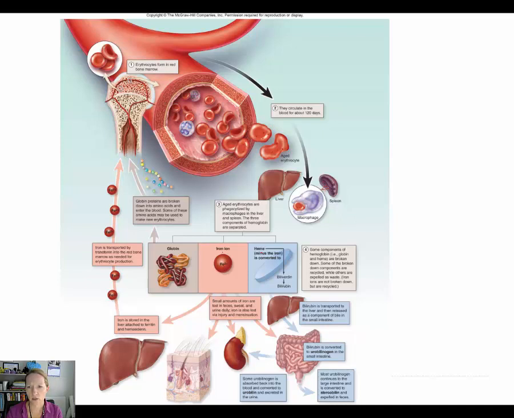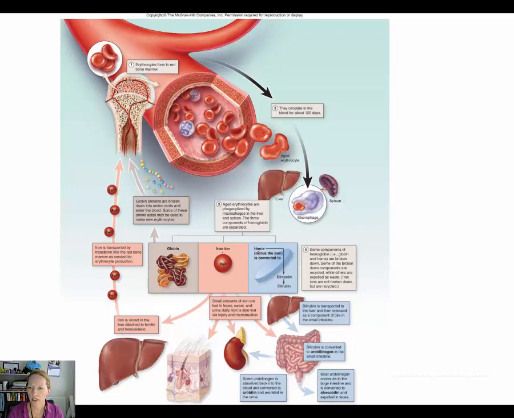It goes into the bloodstream, and then it can go back to the red bone marrow, and we can make more globins, or it can be used to make other proteins in the body. It's really just what kind of need there is for the different amino acids. So that's one of the components.